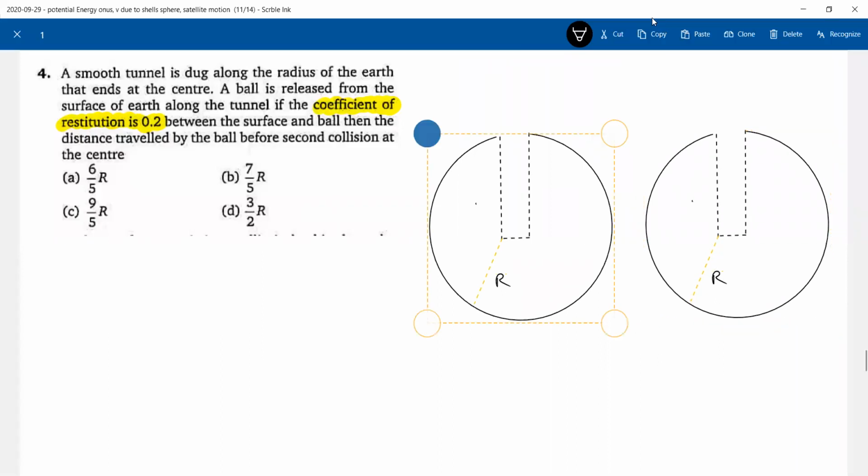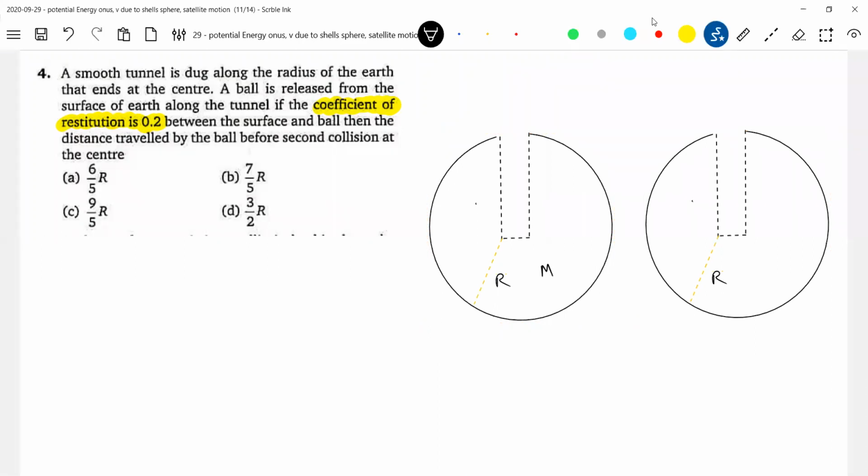For our understanding, let this be the mass of this planet or Earth, capital M. This is a tunnel. Here a particle is taken and released from rest. It goes and collides at the center. The question: the distance traveled by the ball between the surface and the second collision at the center. What to do? I think a little bit of collision has been brought in.